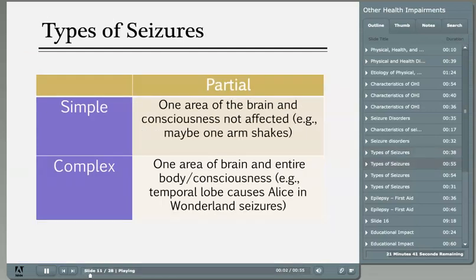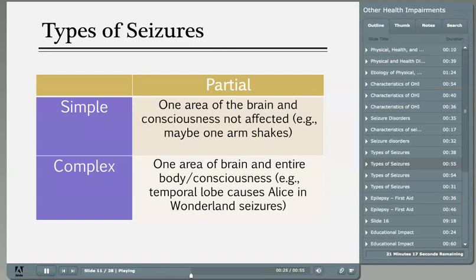Partial seizures are further divided on the extent to which consciousness is affected. If consciousness is unaffected, then it is a simple partial seizure. For example, a person remains fully conscious, but maybe their arms shake uncontrollably for a few minutes. In a complex partial seizure, only one part of the brain is affected, but consciousness is affected.